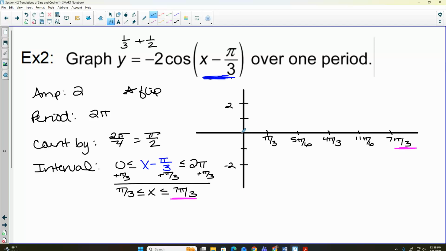All right, cosine starts at its high point, but we're flipping it so it starts at its low point. Remember, my first point is when x is pi over 3. So when x is pi over 3, I'm going to be at -2. Then we'll hit 0, +2, 0, and -2. So my graph looks something like that.